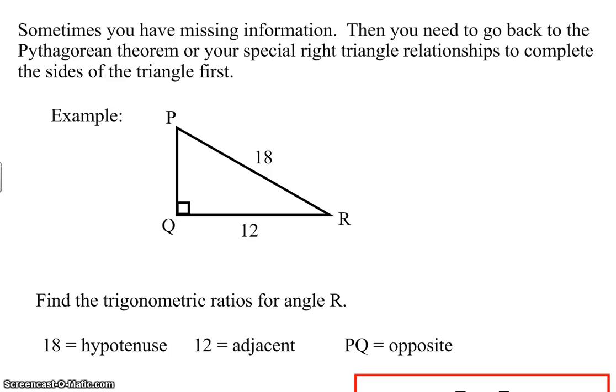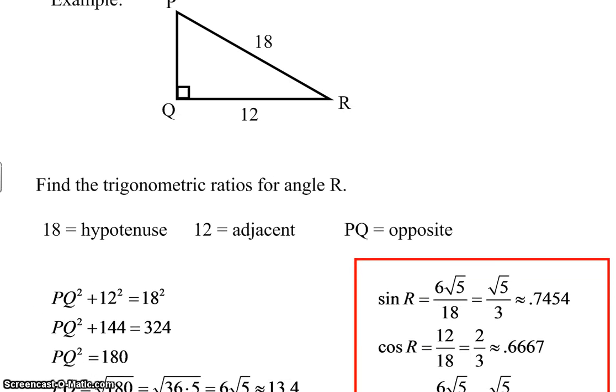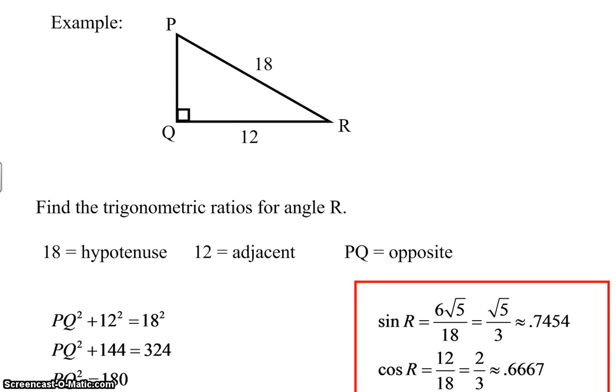Now let's take a look at one where you have most of the information but you're missing a piece. It's actually very simple. The first thing you have to do is Pythagorean theorem. You can follow along. This is actually already on your page. So I was looking for angle R, and in angle R I already knew 18 was the hypotenuse. I knew 12 was adjacent, but I was missing the opposite side.